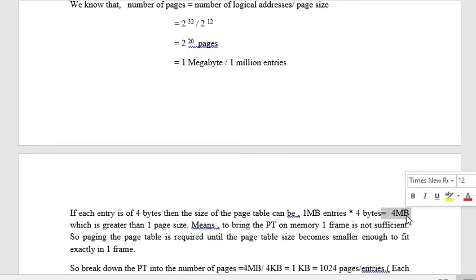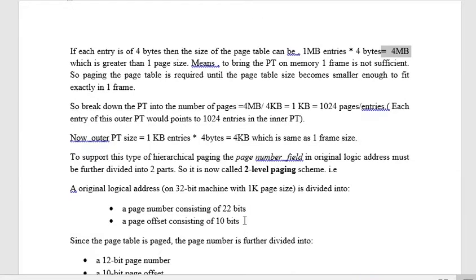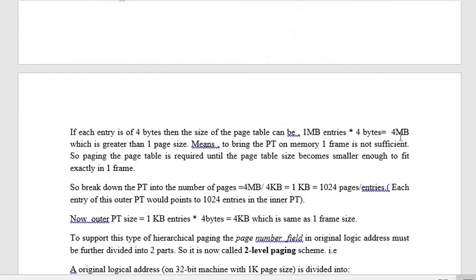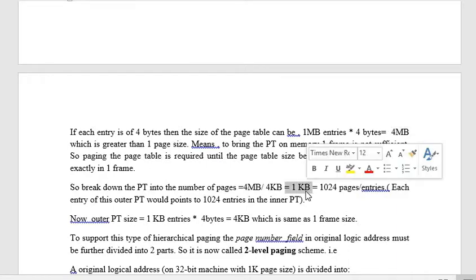Here 4 megabytes is the size of the original page table. Represented as a power of 2, 4 MB can be written as 2 to the power of 22. So 22 bits are used to represent the page number, and the remaining 10 bits are used for the page offset. Since that is also not possible to fit in one frame, we divided this 4 MB into further smaller tables of size 1 kilobyte.